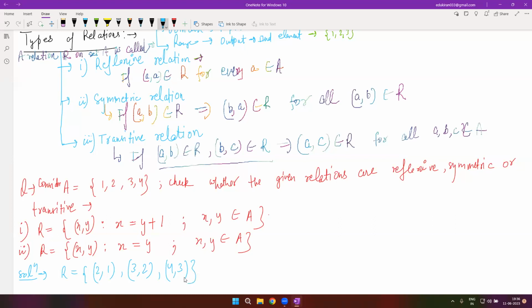Now it is clearly not reflexive because it does not have 1 1, 2 2, 3 3, 4 4, right? For reflexive, each element should be connected to itself, right? So we had 4 elements, 1 2 3 4, everyone should be connected to itself, meaning that 1 1, 2 2, 3 3 and 4 4 should be there.